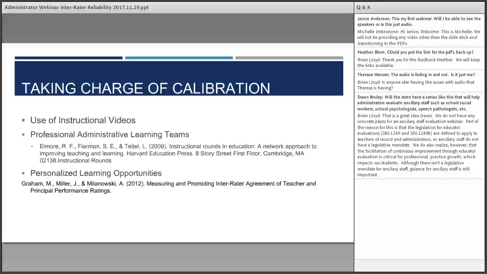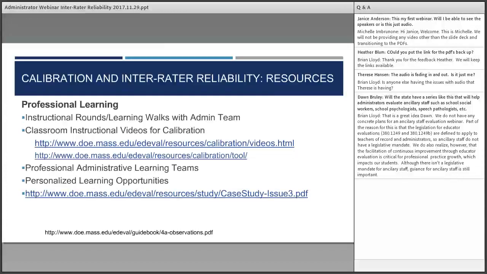So what kind of calibration and inter-rater reliability resources are there for you? When engaging in activities to support calibration, it's important that a conversation takes place prior to conducting or implementing instructional rounds, learning walks, or walkthroughs. And I use those three terms interchangeably depending on your own level of confidence and your own background knowledge.